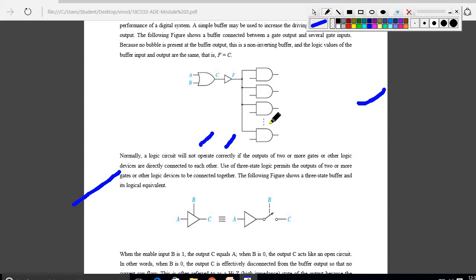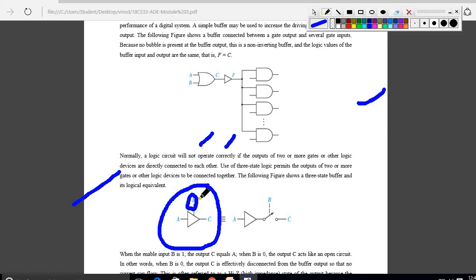So in that case we use three-state logic, which permits the outputs of two or more gates and other logic devices to be connected. See here, this is exactly your three-state buffer. It looks like a normal logic circuit, but here three terminals are present: A, B, C. When the enable input B is 1, the output C is equal to A. It acts like a direct buffer, where F is equal to C, as I told you earlier.